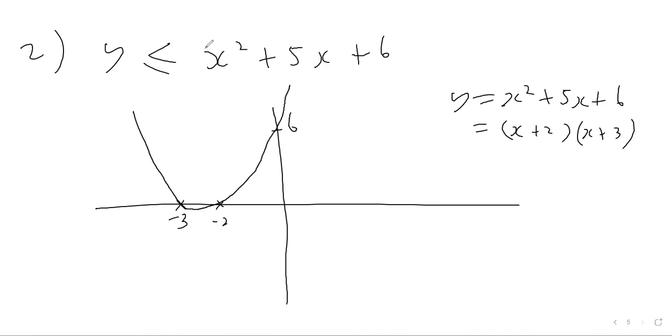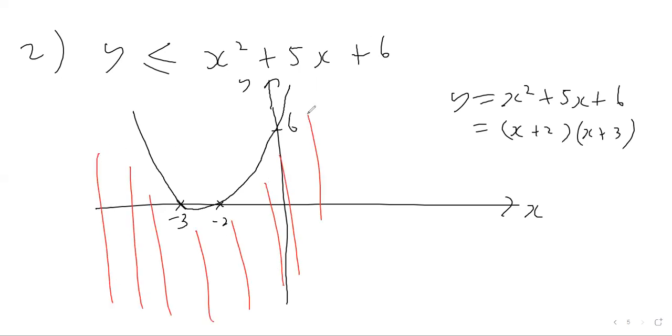Okay, so now let's shade the region of this xy plane where the y value is less than this x squared plus 5x plus 6 value. You've probably guessed it. It's the region below the curve. So this region below the curve is the region defined by this inequality, this condition here.